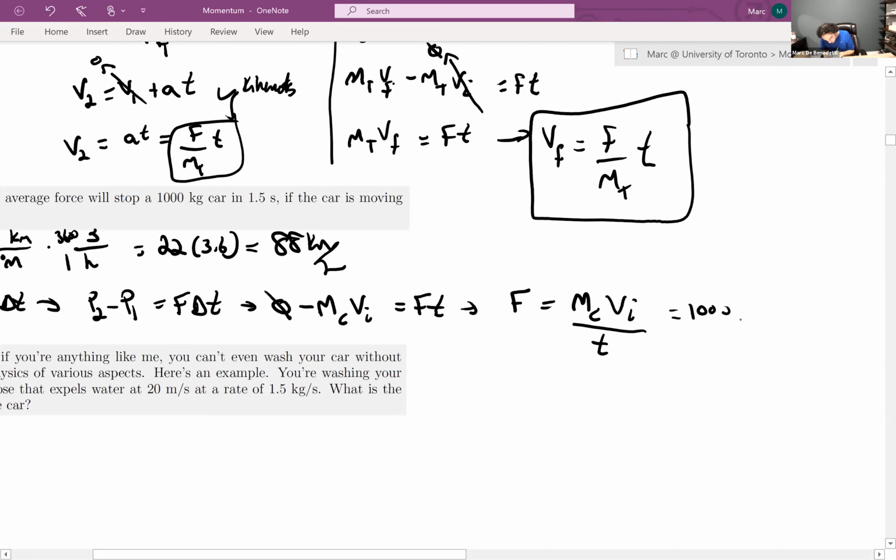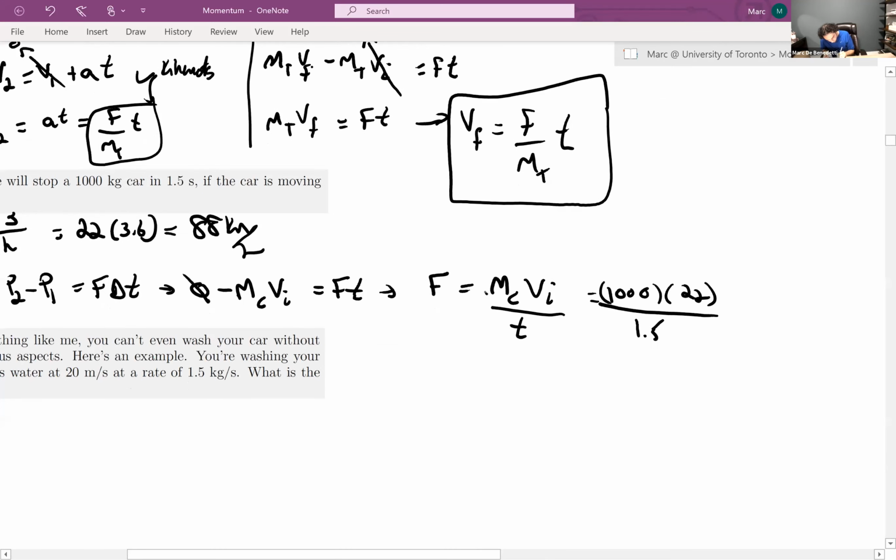You're going to get 1,000 times speed. What was the speed in meters per second? 22, all over 1.5. So you plug everything in. You can, if you wanted to, approximate it. Oh, I forgot a negative sign, sorry. Yeah, there should be a negative sign there. So that tells you the answer is negative, which means the force has to be backwards. That kind of makes sense. It's got to slow the car down. If you do everything here, you're going to get 1.5 times 10 to the 4 newtons.